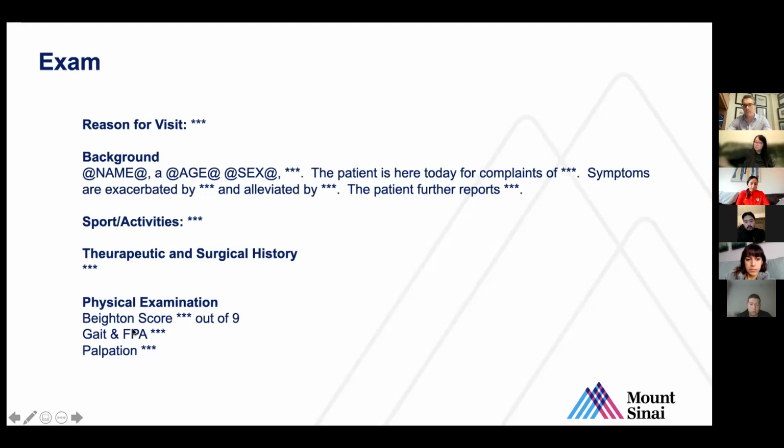Do they have a limp, not a limp, and what's their foot progression angle? Is it internal? Is it neutral? Is it external? And I think it can be very helpful in helping to inform these version things. Although we do know, Richard, that it's not entirely accurate to assess version with regards to your foot progression, but I think it's informative, and then palpation here.